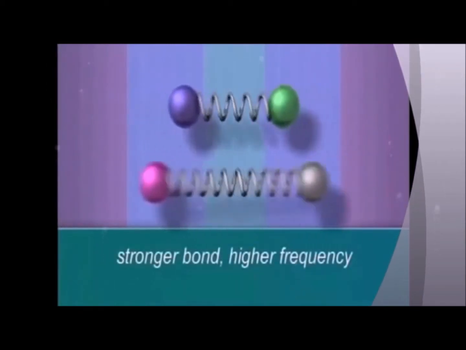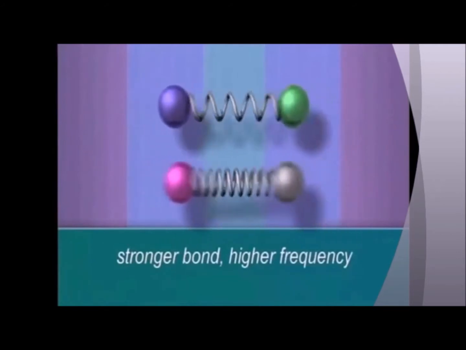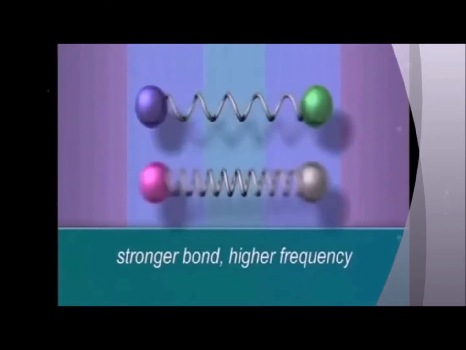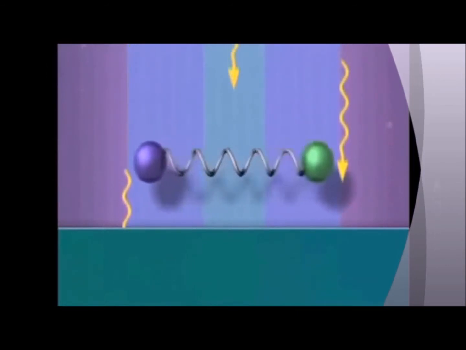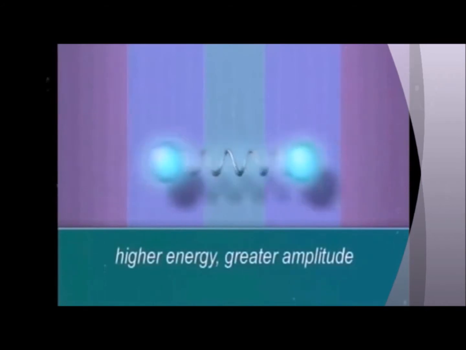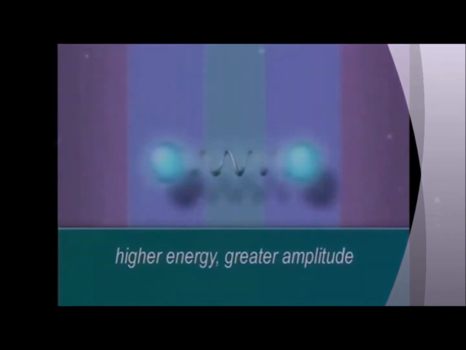At room temperature, most bonds will vibrate with the lowest possible amount of energy, but if radiation of the right frequency is supplied, the bond can absorb energy and vibrate with greater amplitude. Most bonds absorb energy in the infrared region of the electromagnetic spectrum, which corresponds to heat.